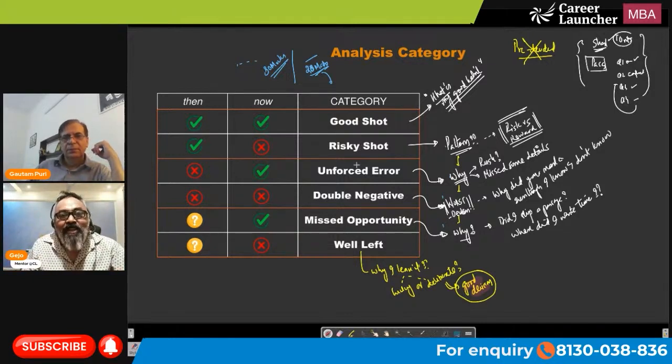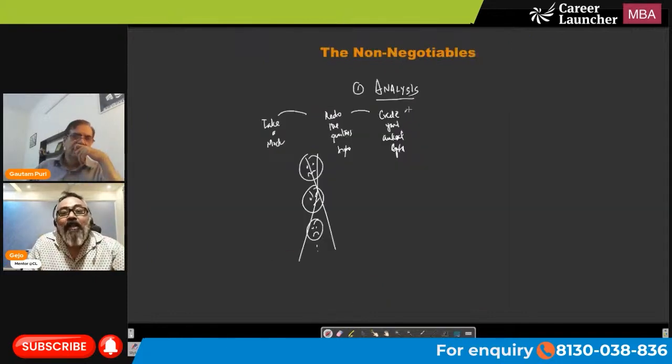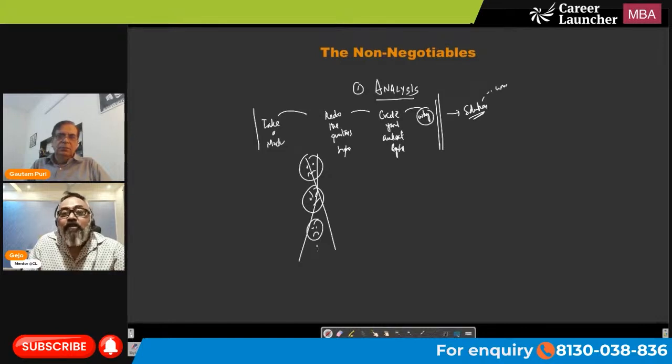Whenever you see good shot, risky shot, unfortunate, double negative, missed opportunity, well left, those are already there, you can click on them. Once you check, that is where you ask the questions, why, ask all the questions. After all this is done, that is where you actually look at the solution. In the solution, you can either look at the written solution or the video solution.